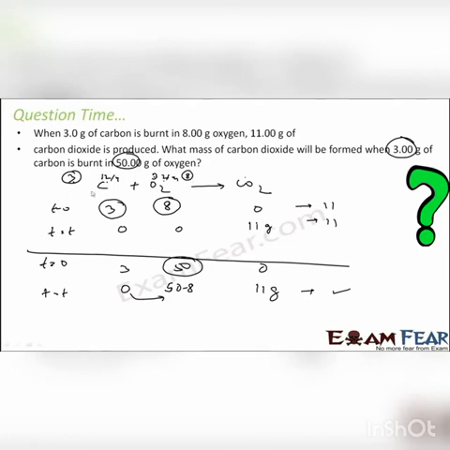So even if these numbers are not given, if you directly have this question that 3 grams of carbon reacts with 50 grams of oxygen, how much carbon dioxide is produced, you should actually be able to find out using the concept of mole.